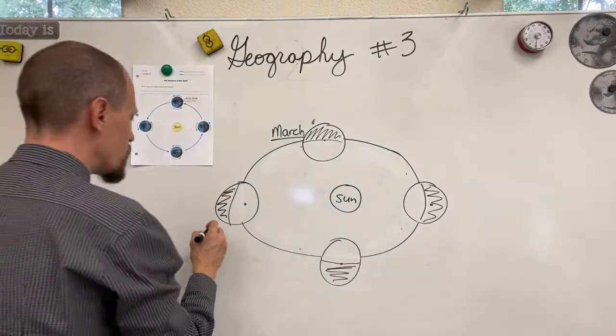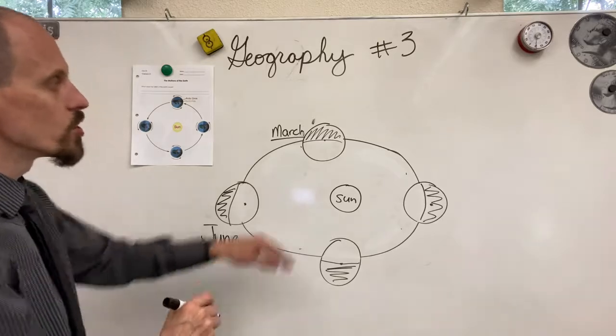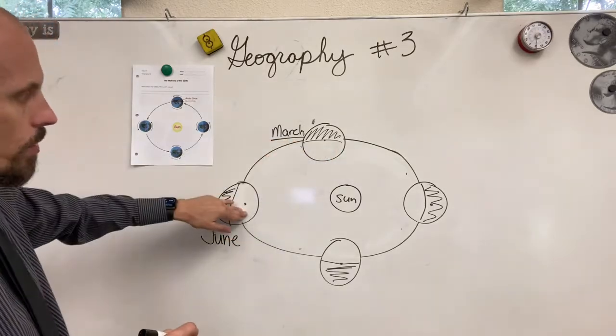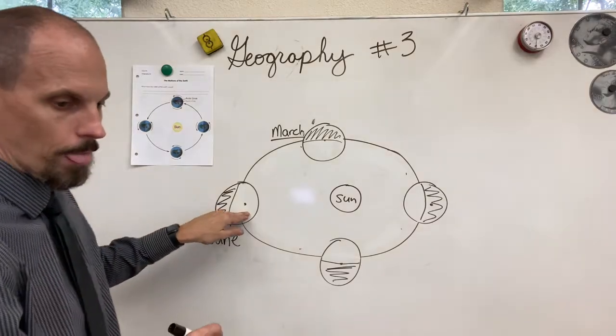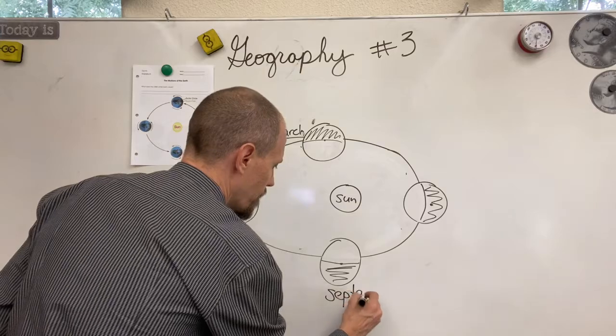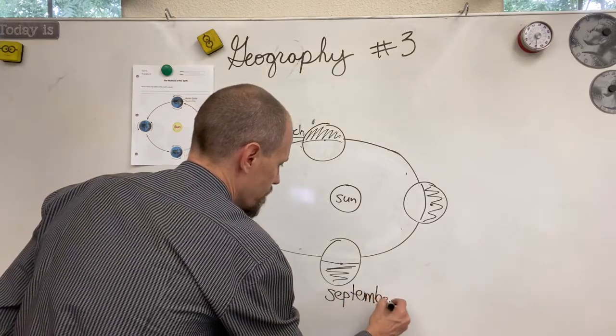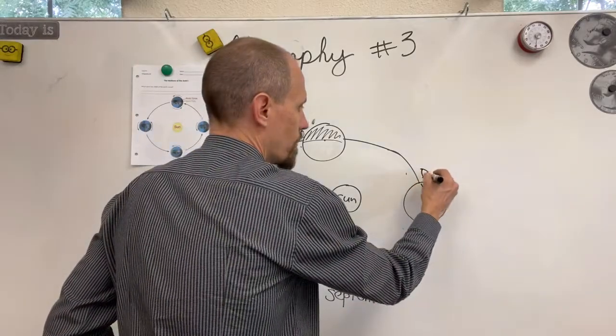And then down here, let's put June right underneath this one, because this is June. So it takes from March to June. It goes from this side of the sun to here in June, okay? And then we have September, right? And then over here we have December.